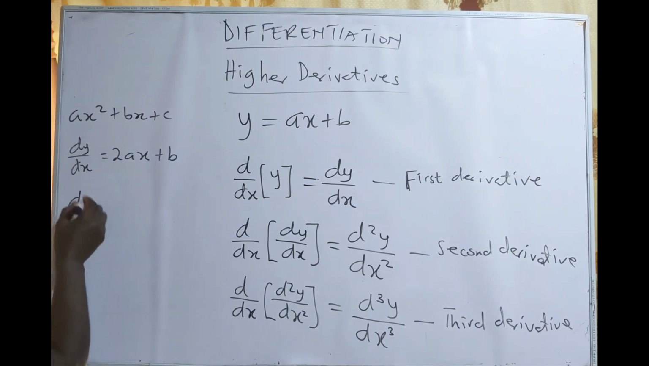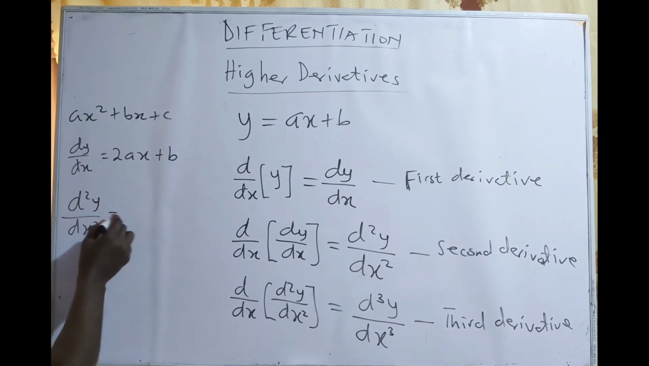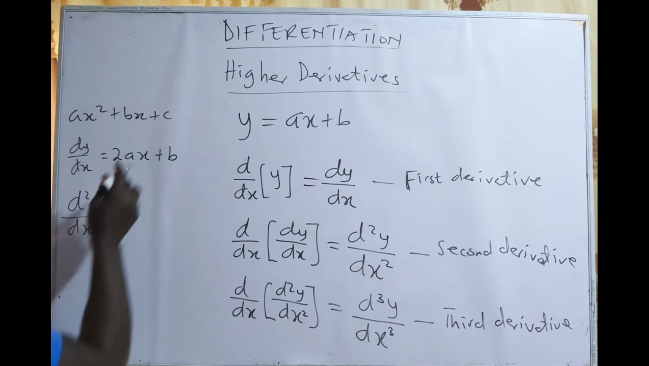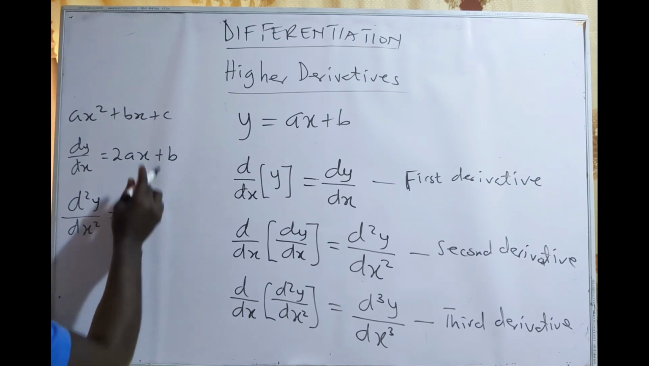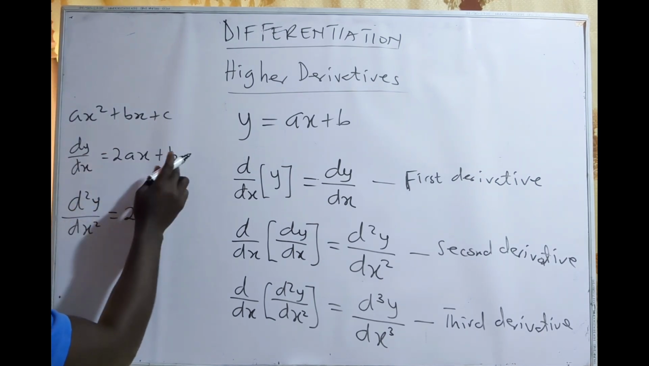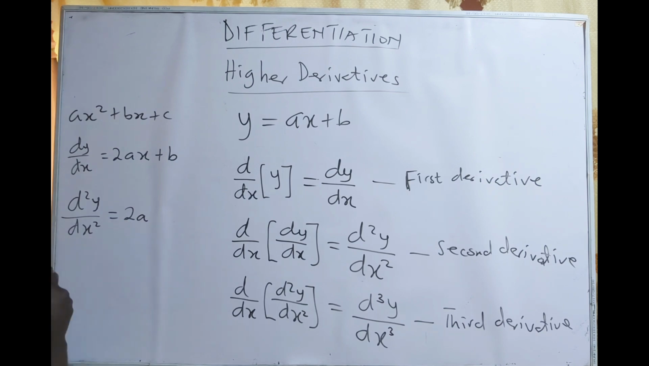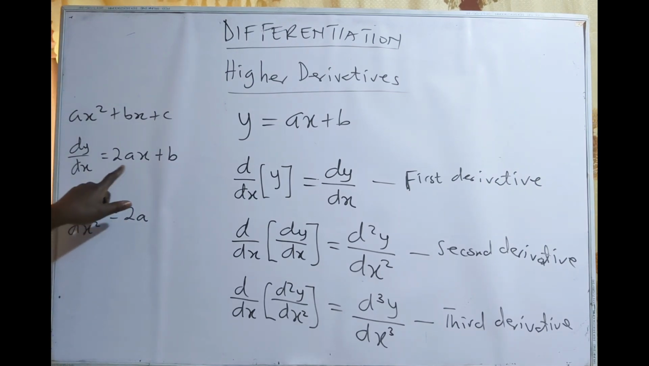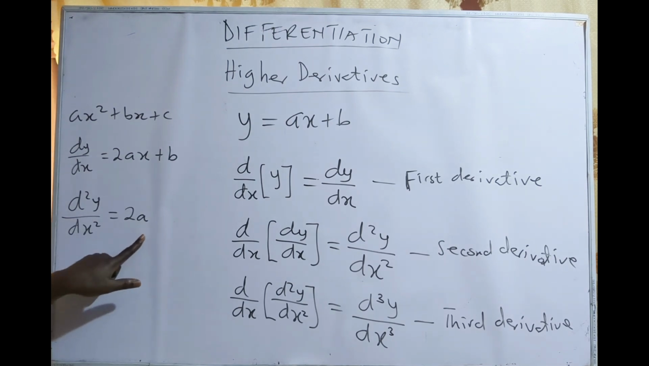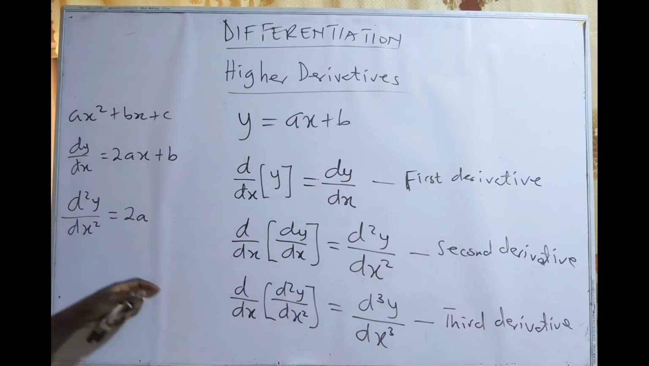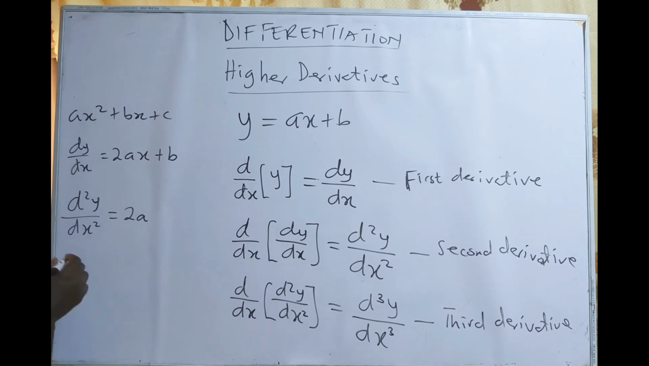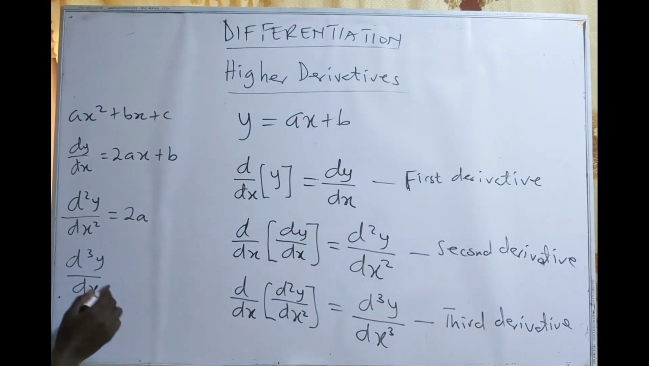And then if I further differentiate, the d squared y over dx squared, okay, then if I further differentiate, I'm going to get what? 2a, okay, so this will be 2a, and then here will be 0. So we know a is constant. So if I further differentiate the linear, I'm going to get what? A constant. And if I further differentiate the constant, it will be 0. All right, so if you further differentiate the constant, take note that you are going to get 0.